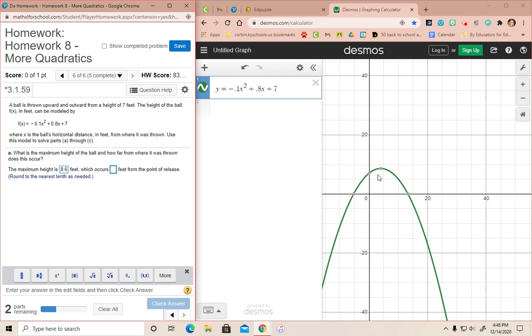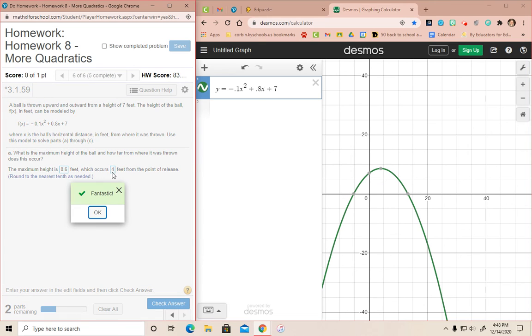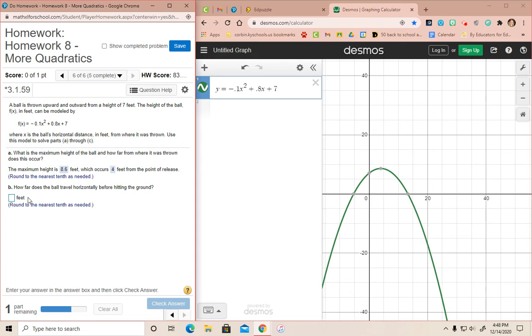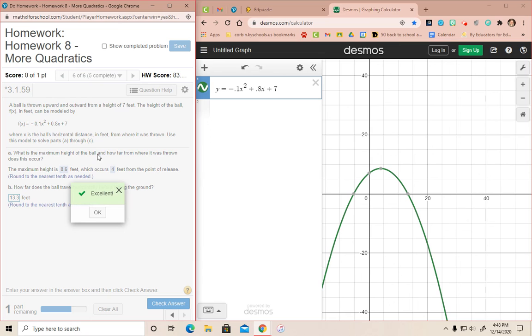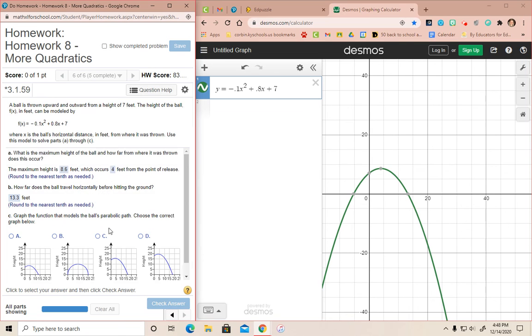And it occurs 4 feet from the point of release. And then how far does it travel horizontally before hitting the ground? That's that positive x-intercept again. So 13.3, because it's rounding to the 10th this time.